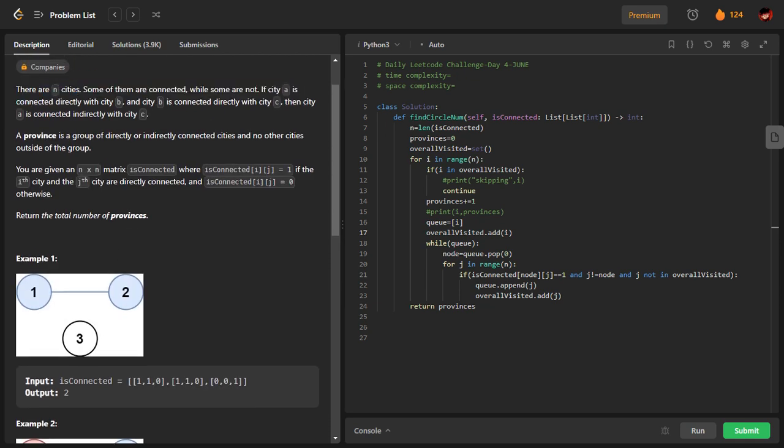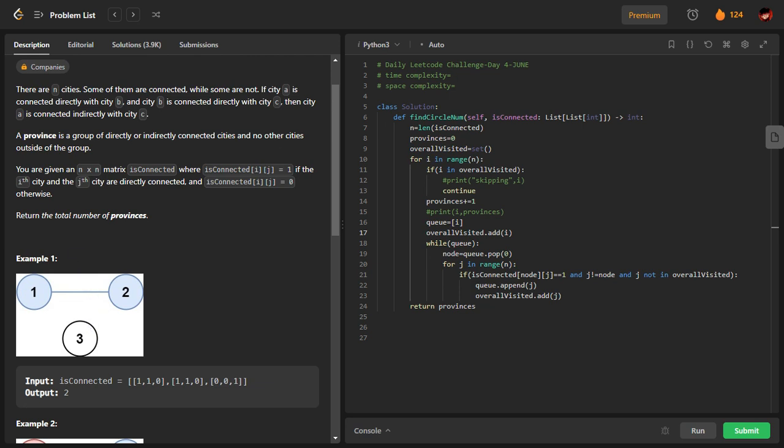There are n cities. Some of them are connected while some are not. If city A is connected to B and B is connected to C, that means A and C are indirectly connected. Please remember this point. That's how they are defining a province. A province is a group of directly or indirectly connected cities, and no other cities outside the group. So if all the nodes are connected, directly or indirectly, they form a province. For example, in example one, you can see 1 and 2 are connected, so they form a province. Similarly, 3 forms a province.